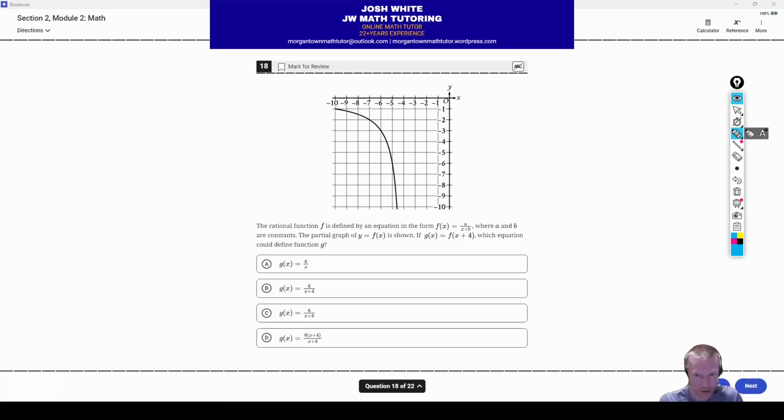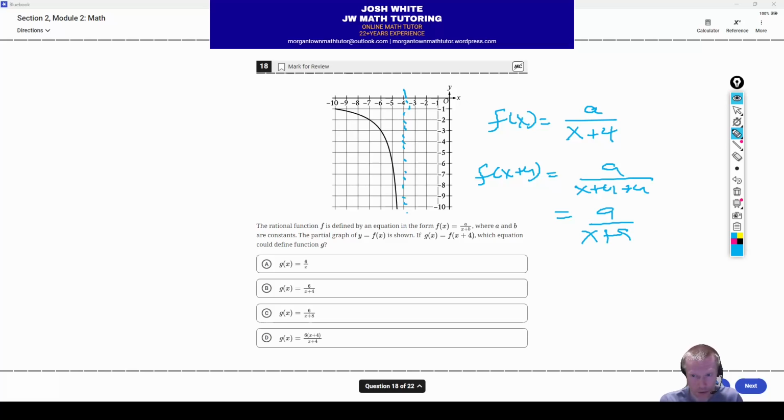First way: if you're familiar with rational functions, notice this function looks like it has a vertical asymptote here at -4, which means that in the denominator you have an x plus 4, because remember your vertical asymptotes come from setting the denominator equal to 0. If you set it up like this, g of x is just f of x plus 4. So that means you take x and replace it with x plus 4, and you now get whatever a is over x plus 8.